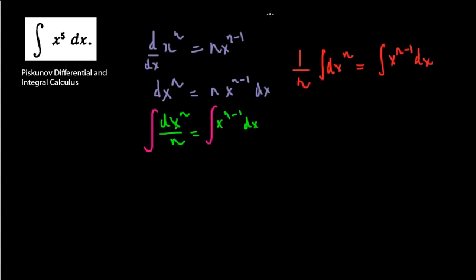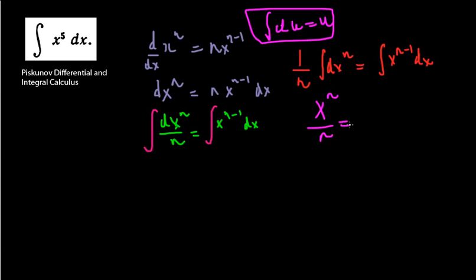Now, we know that the integral of du is nothing but u. It's just summing up all the small elements. So this is kind of the same thing. The integral of d(x to the n) will probably now be x to the n, over n, is the integral of x to the n minus 1 dx.